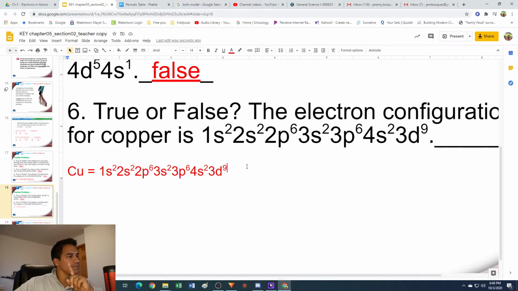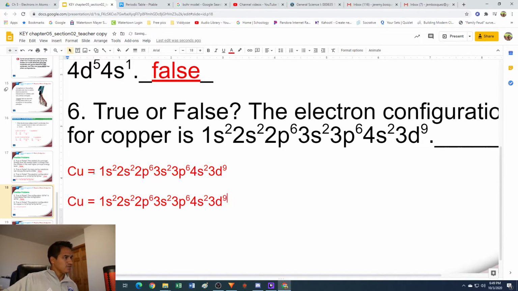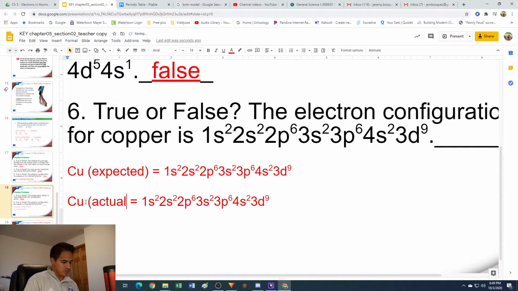However, remember, copper is one of those elements that will move electrons around so that there is a half-filled orbital or a full-filled orbital, and it will be more stable. So even though we would expect this to be the case, this is not actually what copper is. Copper, we're going to copy-paste this. So this is what we would expect. So expected, and this down here will be actual.